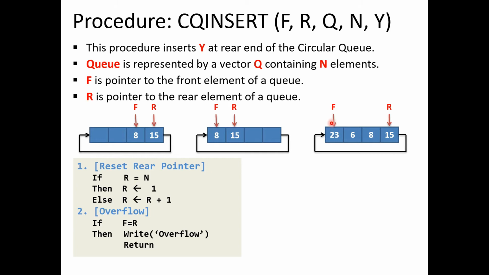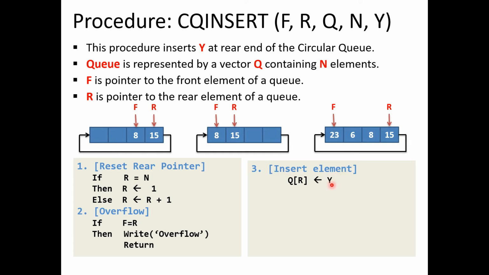Now here F is equal to R. Now our R is pointed at the first position, so F is equal to R occurs. Here 23 is already there. We can't delete it; we have element 23 at this position. So now there is no space to insert any other element. So F is equal to R, then overflow occurs.